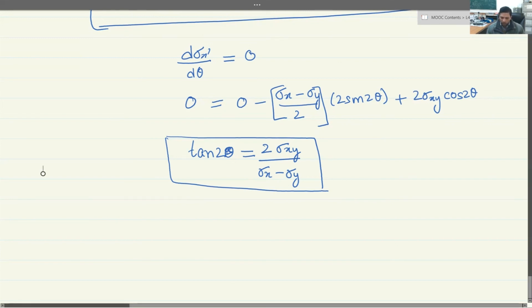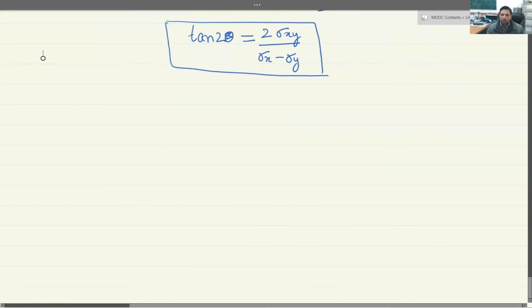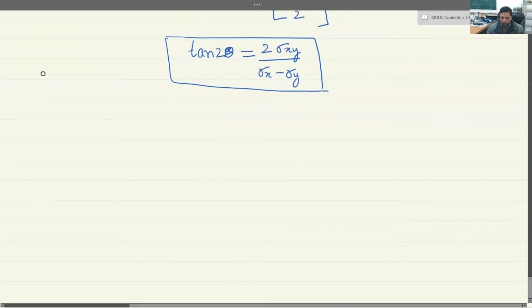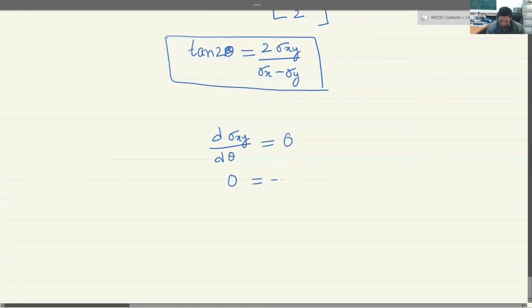On the other hand, from this you can also get the orientation where you can get the maximum shear stress. But let's do it independently, and for that we know that for the plane where you will have the maximum shear stress, you will have d sigma xy by d theta equal to 0. And again, when you differentiate, what we get is the equation like this.